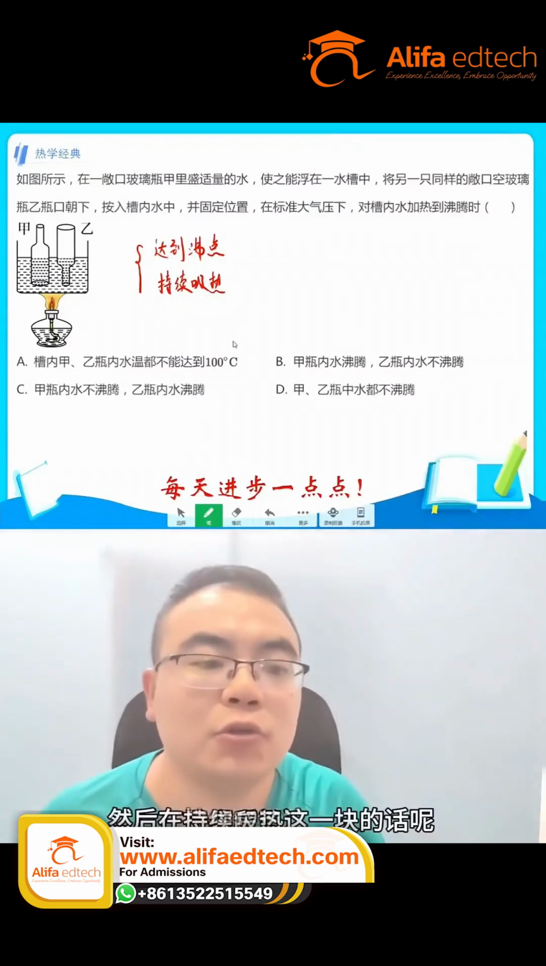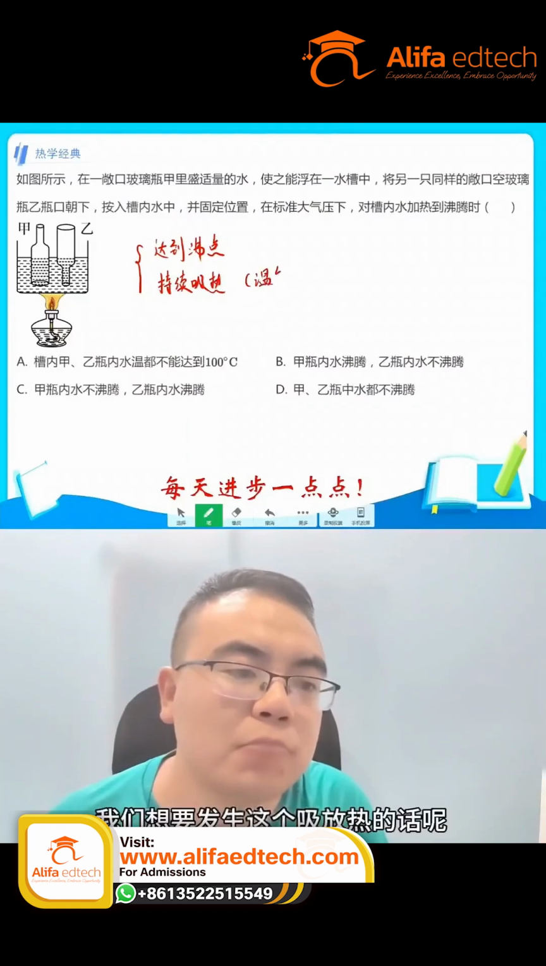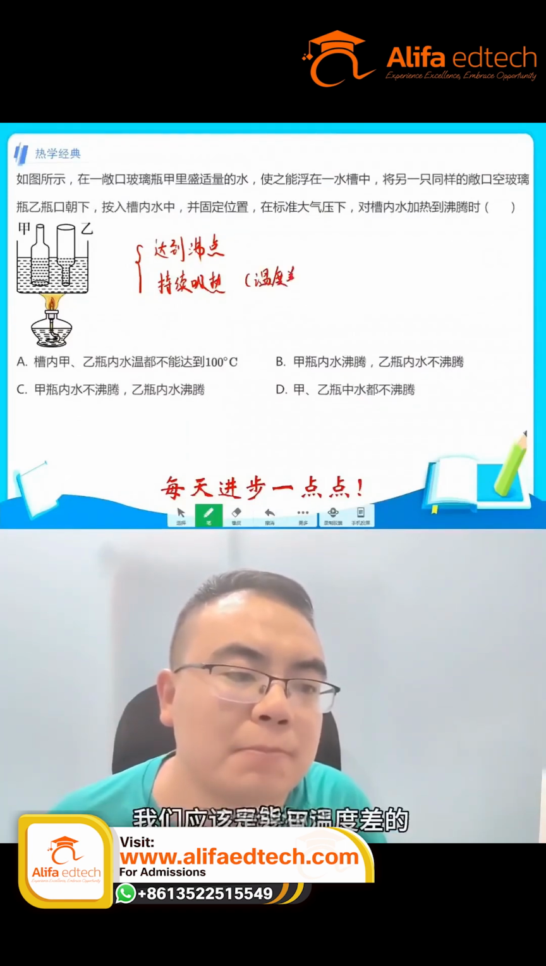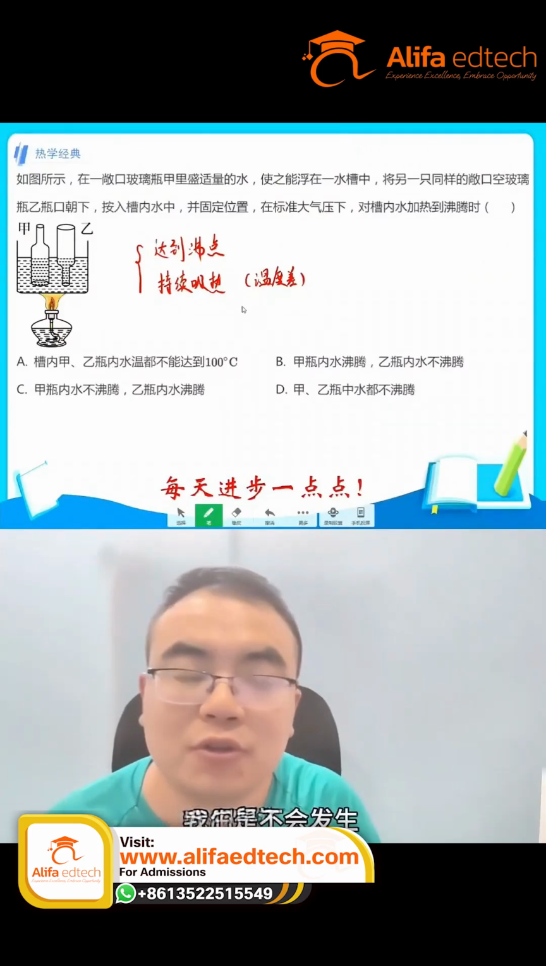Now, regarding the continuous absorption of heat, you need to pay attention to something called the temperature difference. If we want heat absorption or release to occur, there must be a temperature difference. Between objects at the same temperature, there will be no transfer of heat.